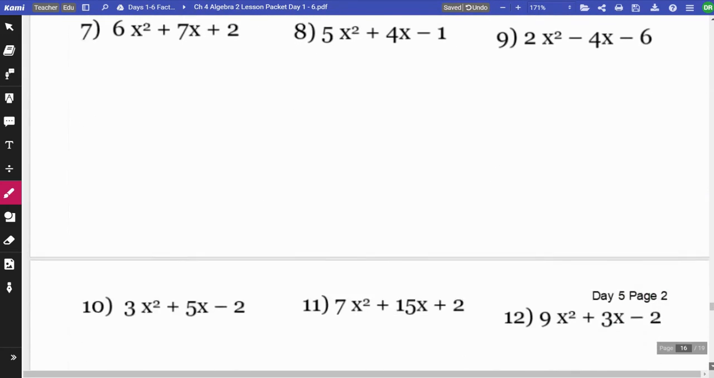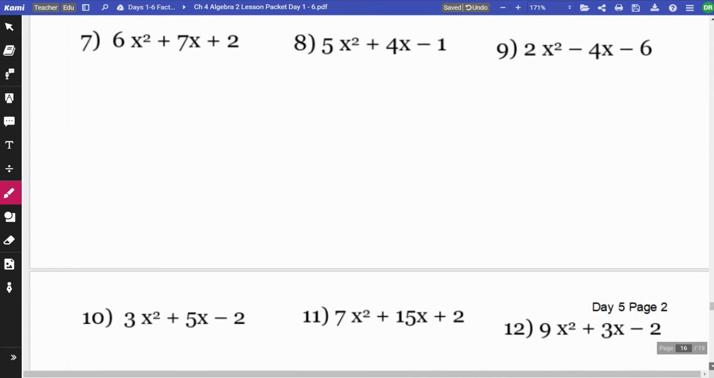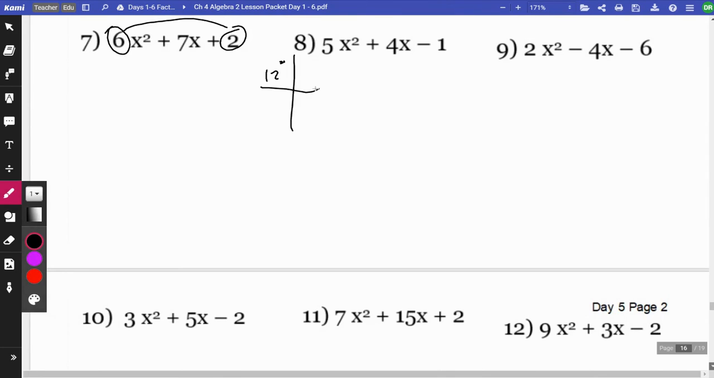Then next I'll do maybe number 7 or 8. So I notice it has a leading coefficient. I'm going to multiply a and c, and I get the multiplication of 12, and then it has to add to be a 7. So two numbers that multiply to be 12 and add to 7: factors of 12 are 12 and 1, 6 and 2, 5 doesn't work, 4 and 3. Then if they add to be 7, we need to figure out which ones of these work. This is 13, this is 8, and this is 7.